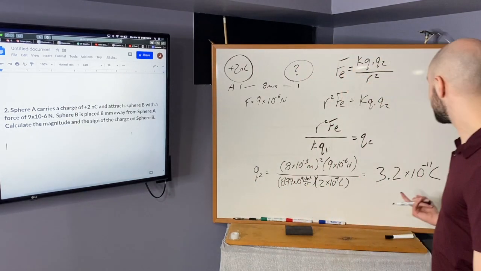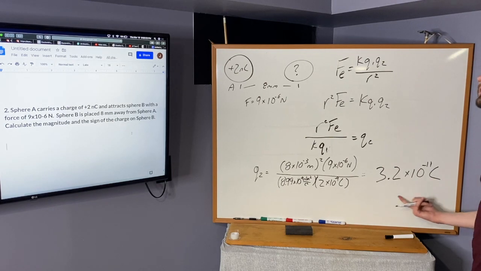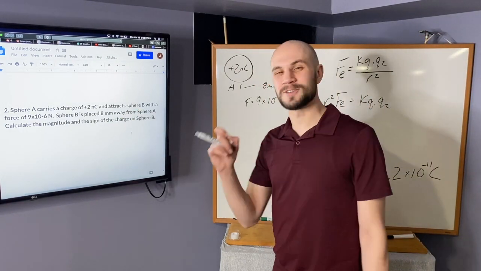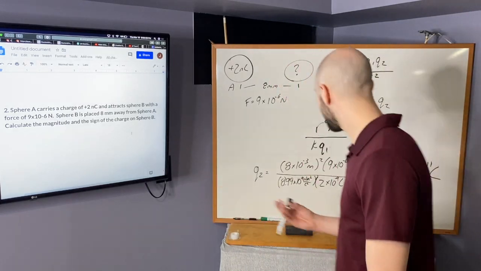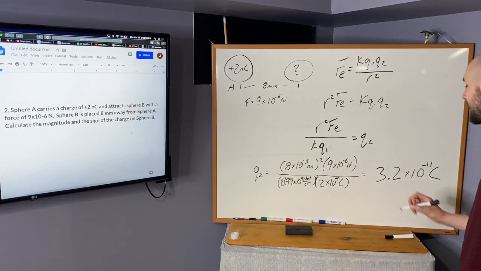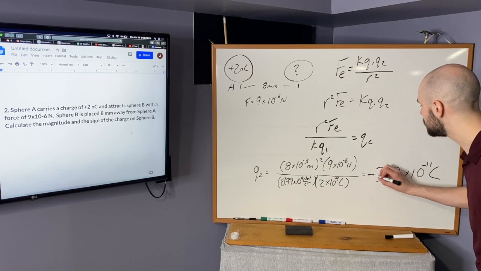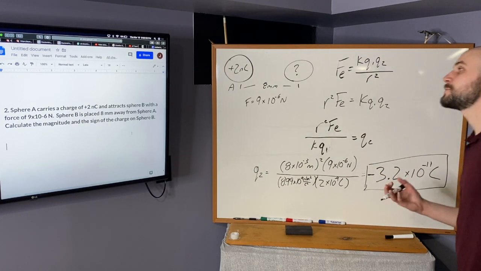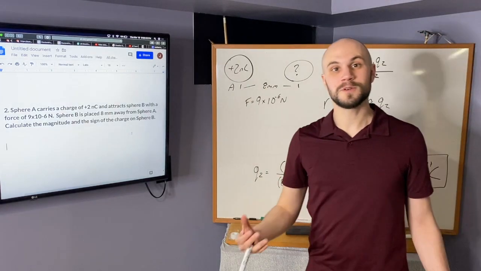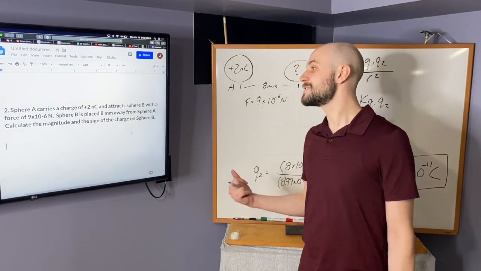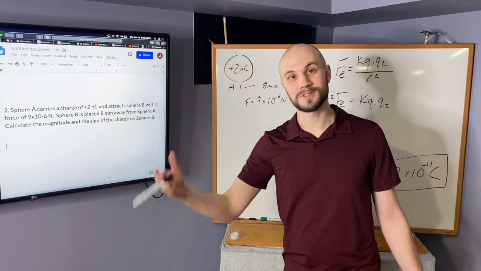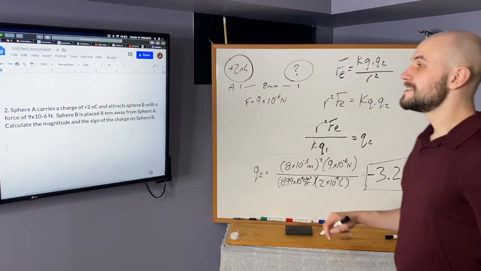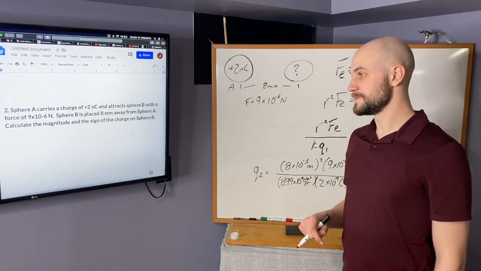So that's the magnitude of the charge on B, and we want to figure out the sign. It says that sphere A carries this positive charge and it attracts sphere B. The only way for that to be the case with sphere B having a charge is that this charge has to be negative. That's my strategy working these out. I usually use Coulomb's law to figure out the magnitude of the charge, and then later on we look at the question, and we use our knowledge of physics to figure out the actual sign of the charge. All right, that's question number 2.